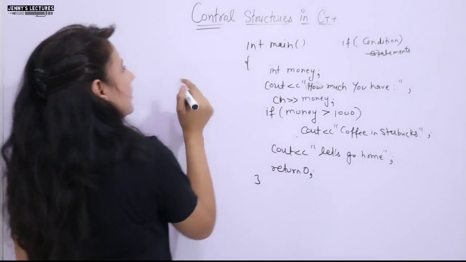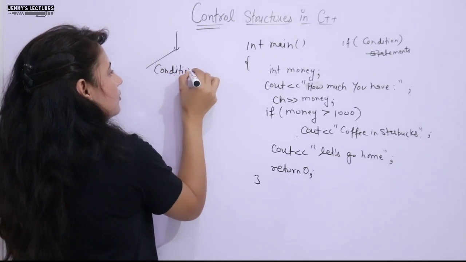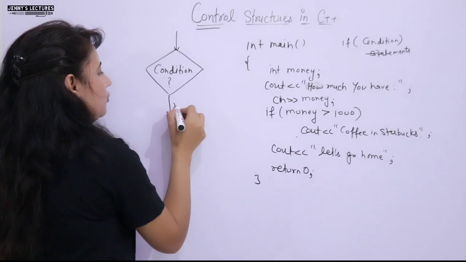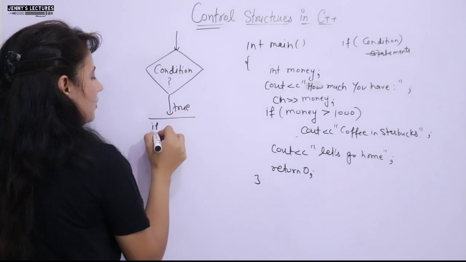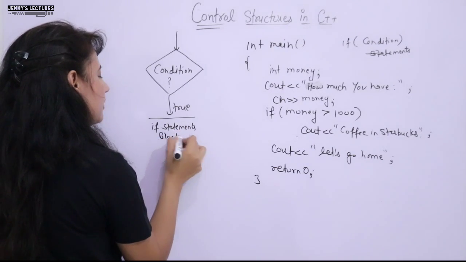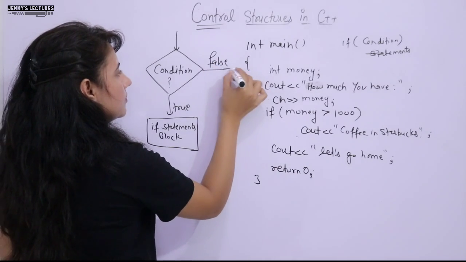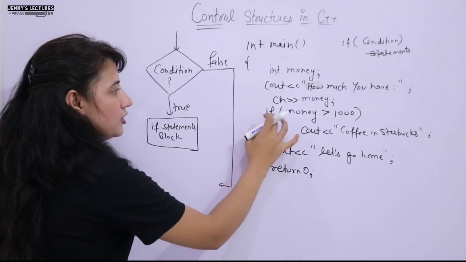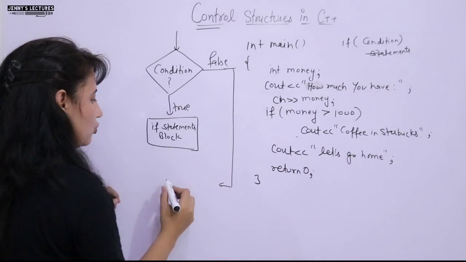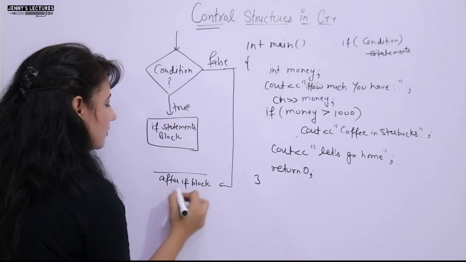So simply the flowchart can be something like this. This is just the entry, then we have some condition, the if condition, right? If the condition is true, then we have the if block statements. If the condition is false, then whatever statements are there after this if block would be executed. That you can say is the after if block statement.